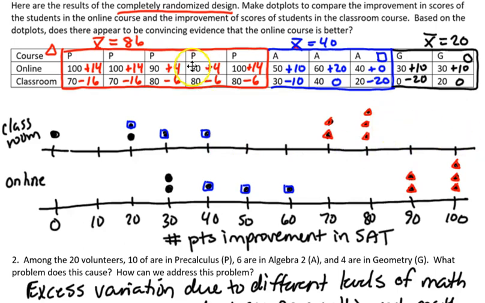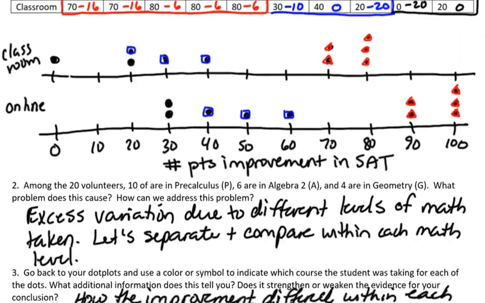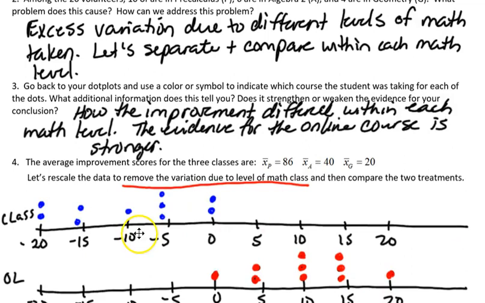But when we took into account the variability due to what level of math they had taken, and we blocked for that, and then we basically looked at only how much they improved or went down within each block, we saw a much more clear difference between the online class and the classroom prep.